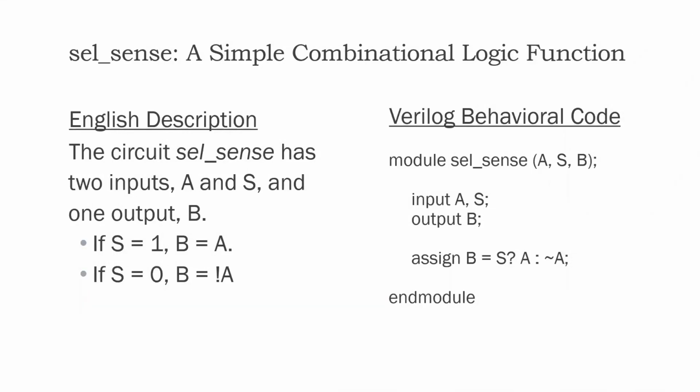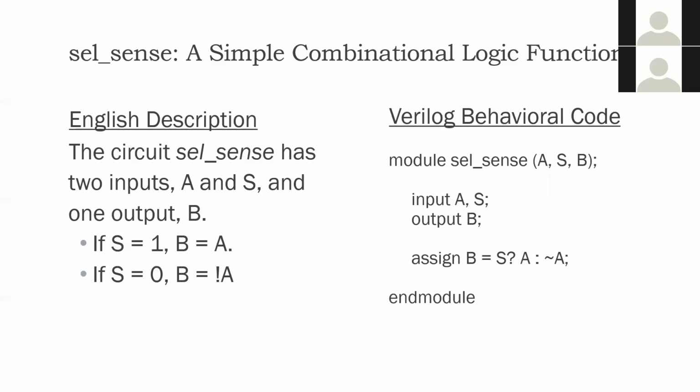I would like to introduce the use of logic synthesis by considering a very simple example. We have a logic circuit that is very simple, as small as a one gate logic circuit. The circuit is called cell sense, and its description is as follows. It has two inputs A and S and one output B. If S is 1, then B is equal to A. If S is 0, then B is equal to inverse of A.